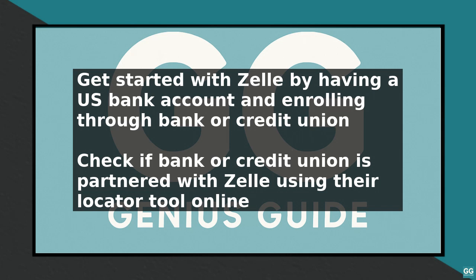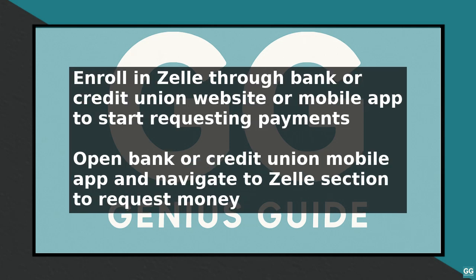First step is to check if your bank or credit union is partnered with Zelle. You can do this by visiting the Zelle website and using their bank and credit union locator tool. If your bank is partnered with Zelle, you can enroll through their website or mobile app. Once you are enrolled in Zelle, you can start requesting payments.